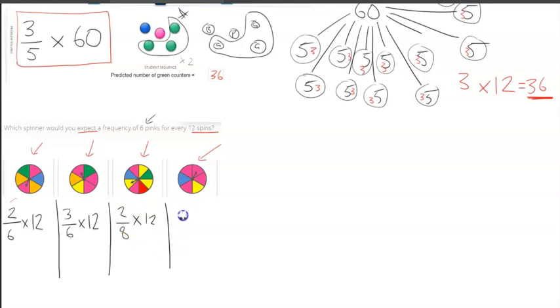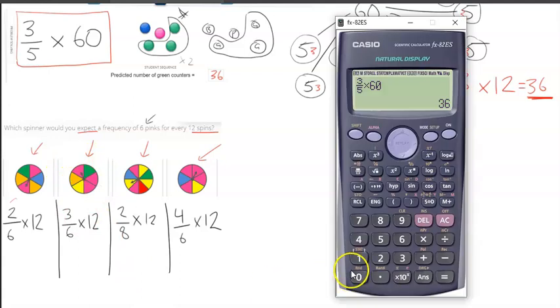And this one here, we have a 4 out of 6 times 12. And just to make sure, because I think we might know our answer, we'll get the calculator out. We'll go 2 over 6 times 12. This gives us 4, so it can't be this one. 3 over 6. Okay, there we go. 3 over 6 times 12 is our 6, which is the answer we're expecting.